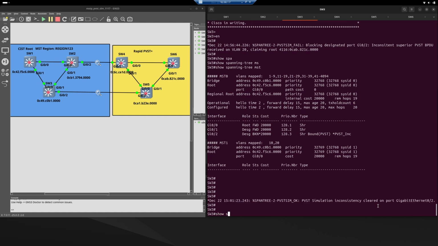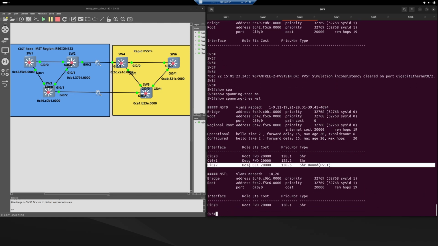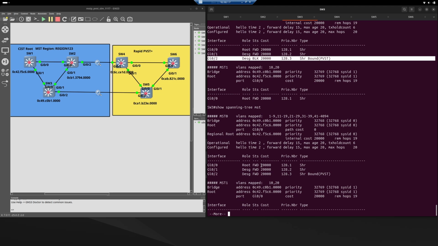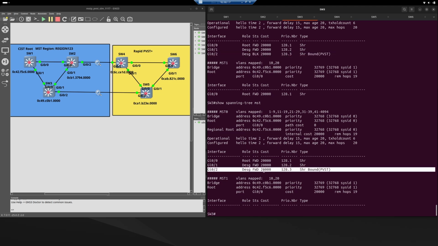Show spanning-tree mst, and the port is designated again. And it should move to the forwarding state.